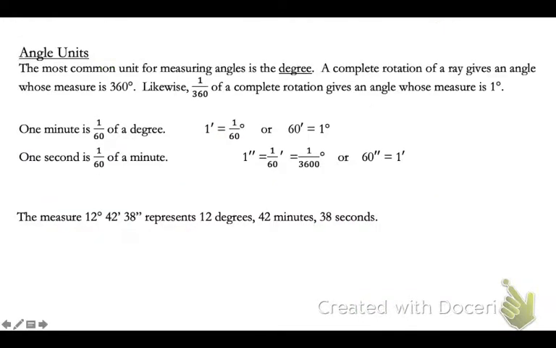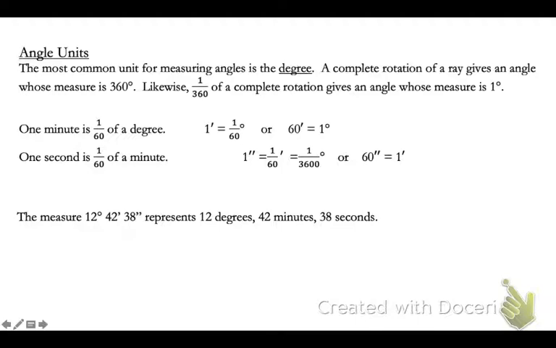Angle units. The most common unit for measuring angles is the degree. I'm sure you have heard of degrees before and you've used them in geometry. A complete rotation of a ray gives an angle whose measure is 360 degrees. So pretty much all the way around a circle is 360 degrees. Likewise, 1/360th of a complete rotation gives you one degree.